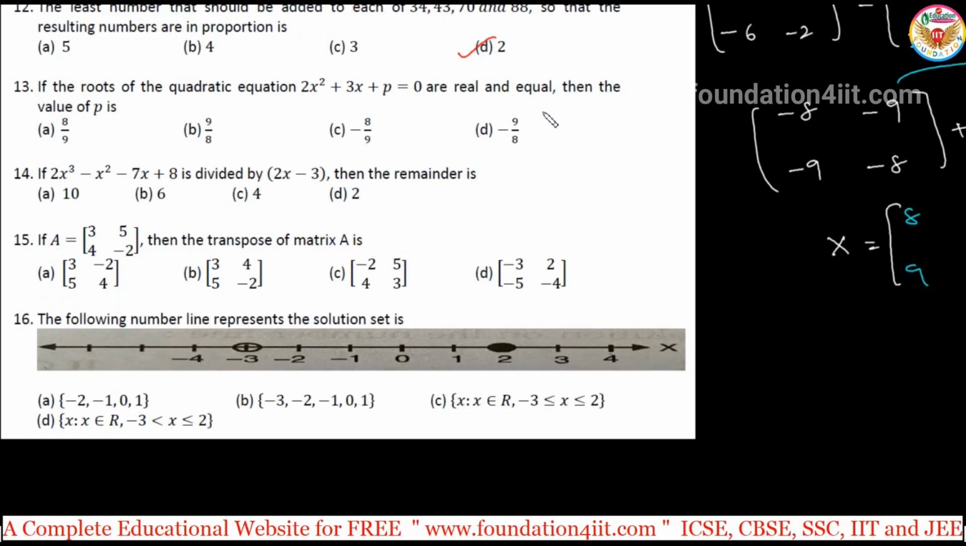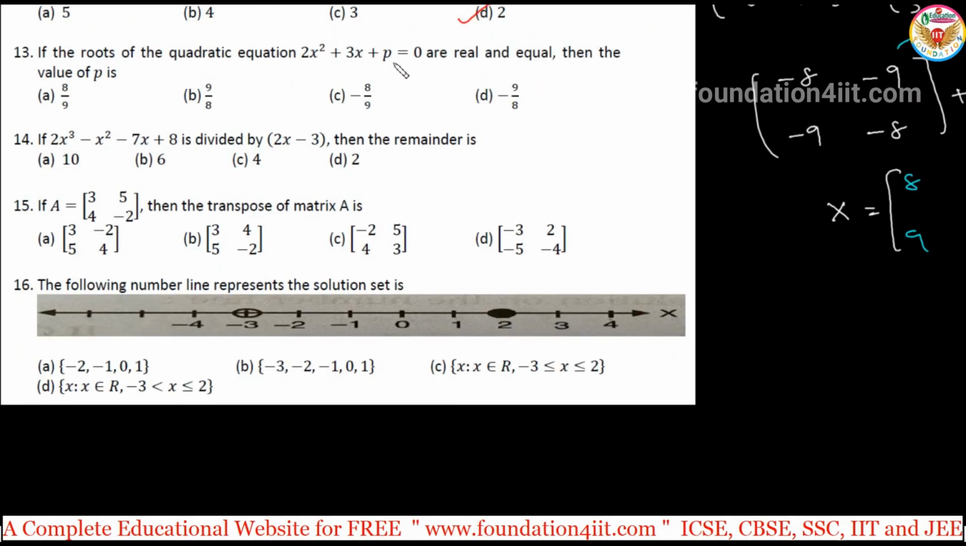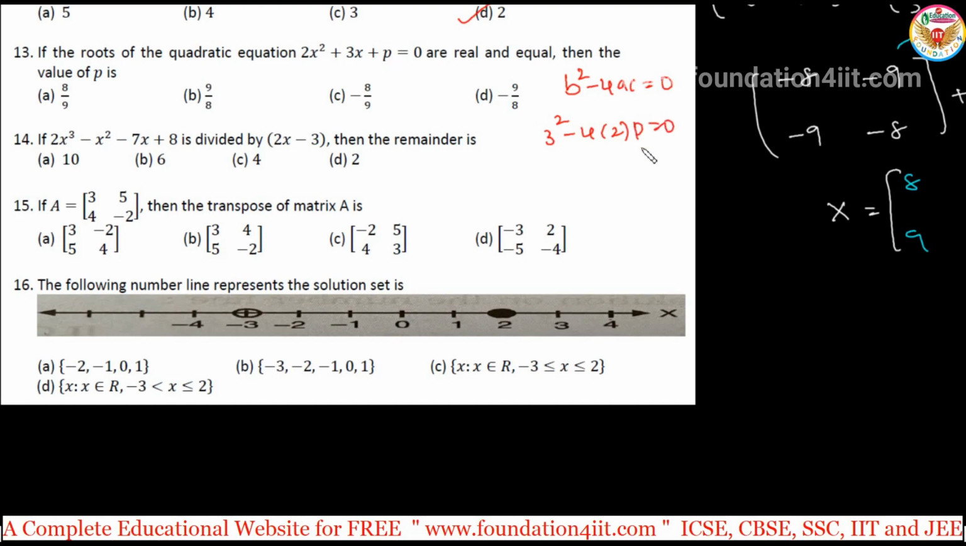And this: if the roots of the quadratic equation 2x square plus 3x plus p are real and equal, then the discriminant b square minus 4ac is equal to 0. You apply in this: x square coefficient is a, x coefficient is b and constant is c. B square, 3 square minus 4 into a value 2 into p is equal to 0. Then 9 minus 8p is equal to 0. Then p is equal to 9 by 8. Take this side: 8p is equal to 9, p is equal to 9 by 8. So option B.